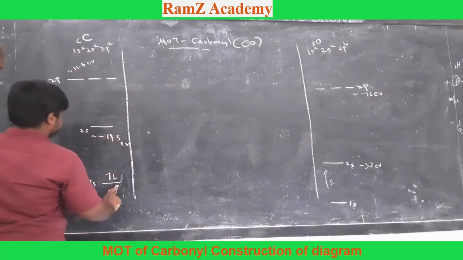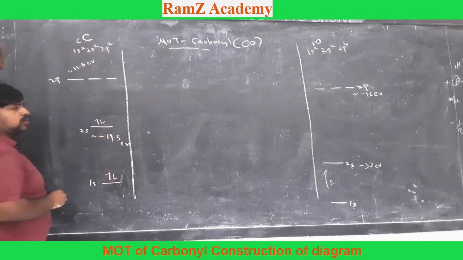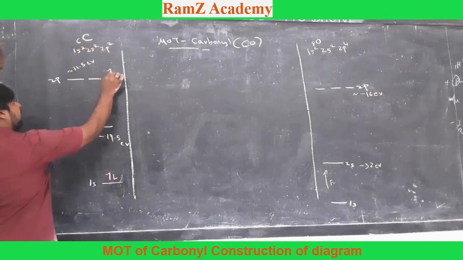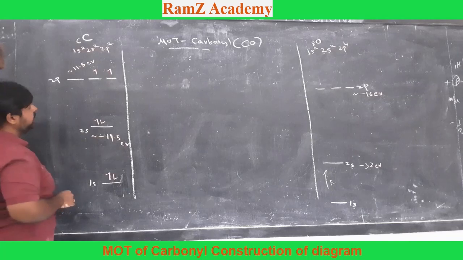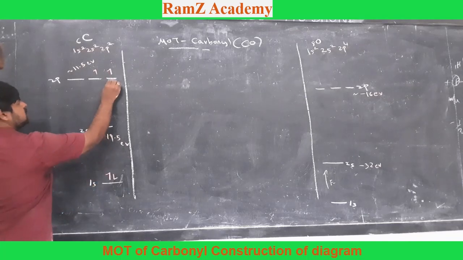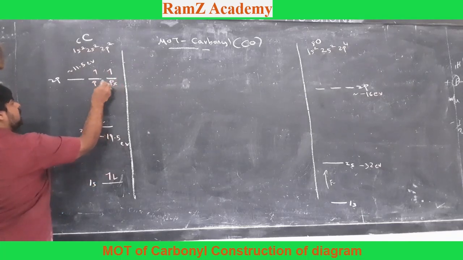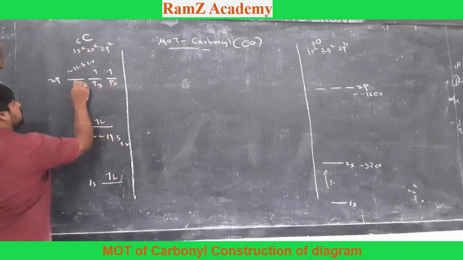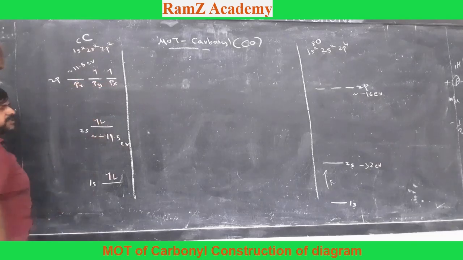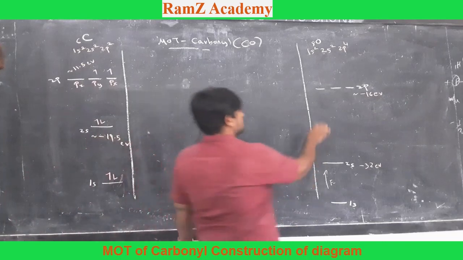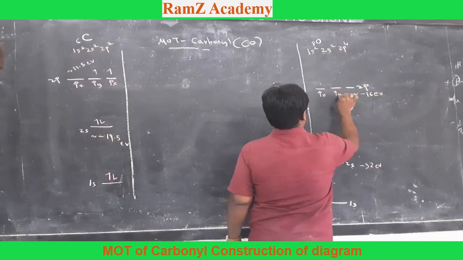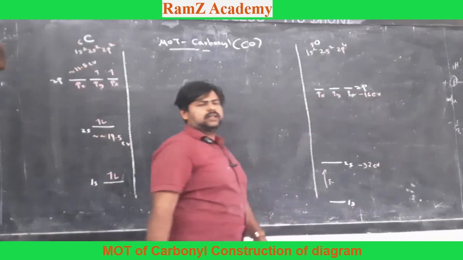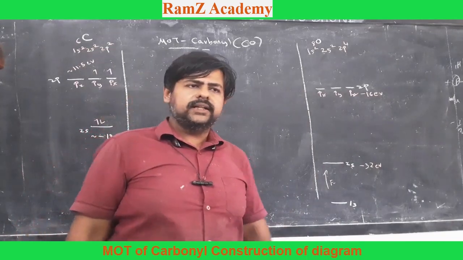So 1s2 is completely filled, in 2s2 I have 2 electrons, and I have 2 electrons in px and py. Let us say this is my px, py and pz. Similarly here also you can make the labels px, py and pz. These are oriented around the x, y and z directions.